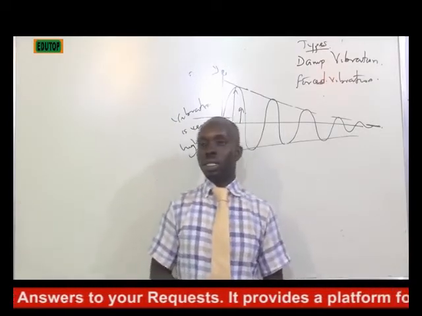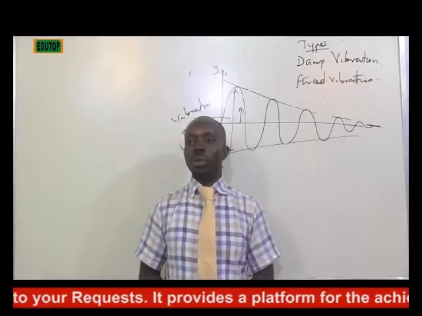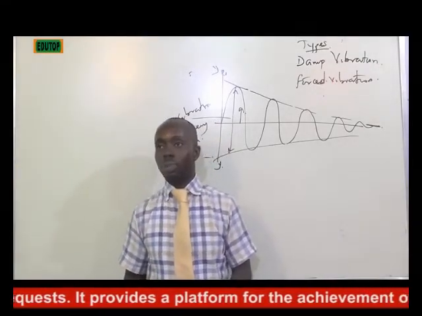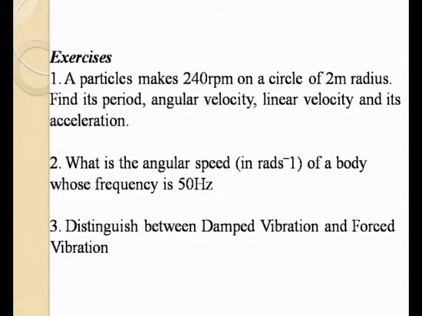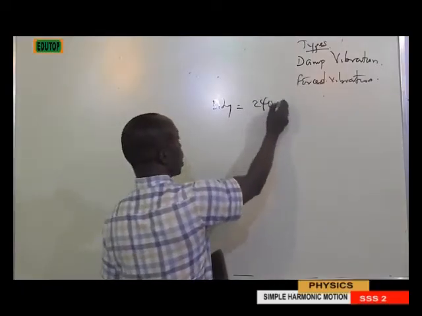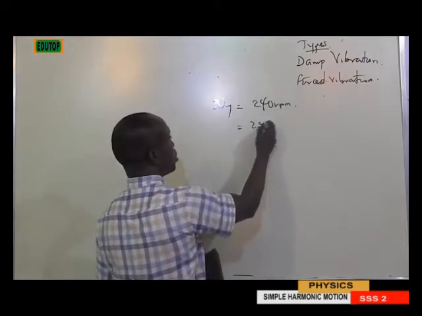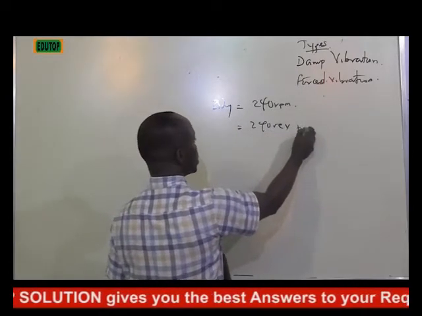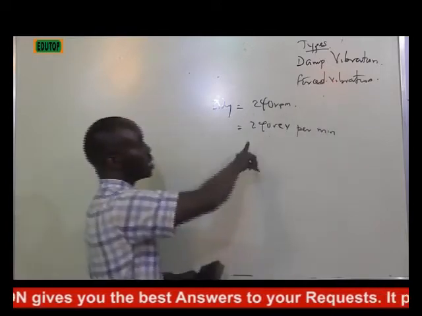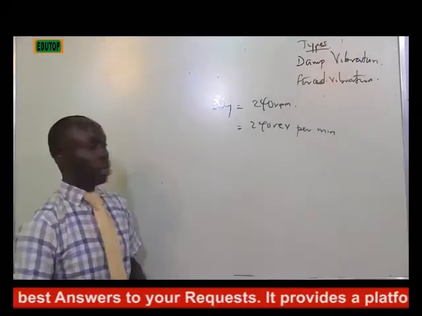So let's take these little exercises before we jump into the next topic. Number one: a particle moves at 240 rpm on a circle of 2 meter radius. Find its period, angular velocity, linear velocity, and acceleration. Now, the body is moving at 240 rpm. What's rpm? Revolutions per minute. So for every 1 minute, it's moving at 240.